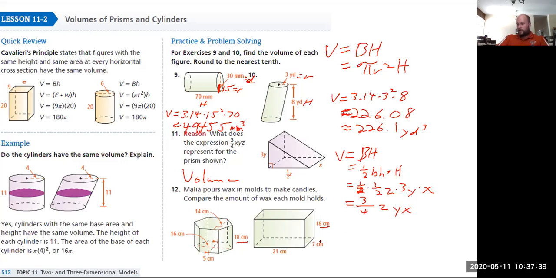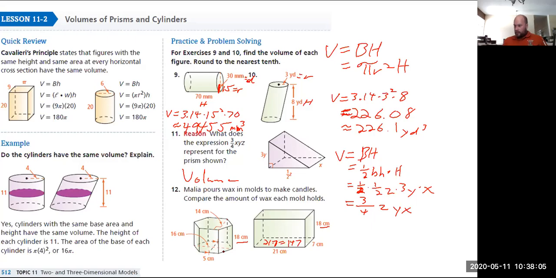All right, let's look at the base. So, on the base, we have 21 and 7. So, this is going to be 21 times 7. 21 times 7 is 147.